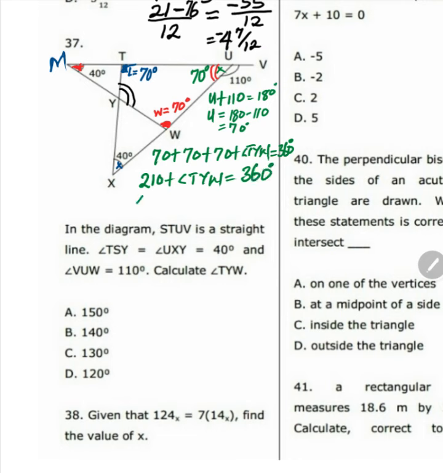To get angle TYW now, we simply collect the like terms. We have 360 minus 210. And when we do that, we're going to have 150, equal to 150 degrees. So the correct option is 150 degrees, that is A.